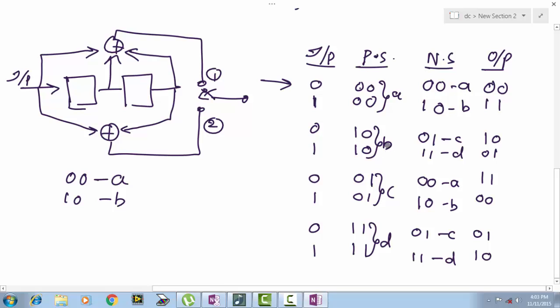When we are in state B, we are moving to state C and state D with these outputs. In state C, we are moving to state A and state B with these outputs. When we are in state D, input bit is 0, we are moving to state C. If the input bit is 1, we are moving to state D. Okay. So having this table, we can go ahead with either code tree or trellis structure or state diagram.